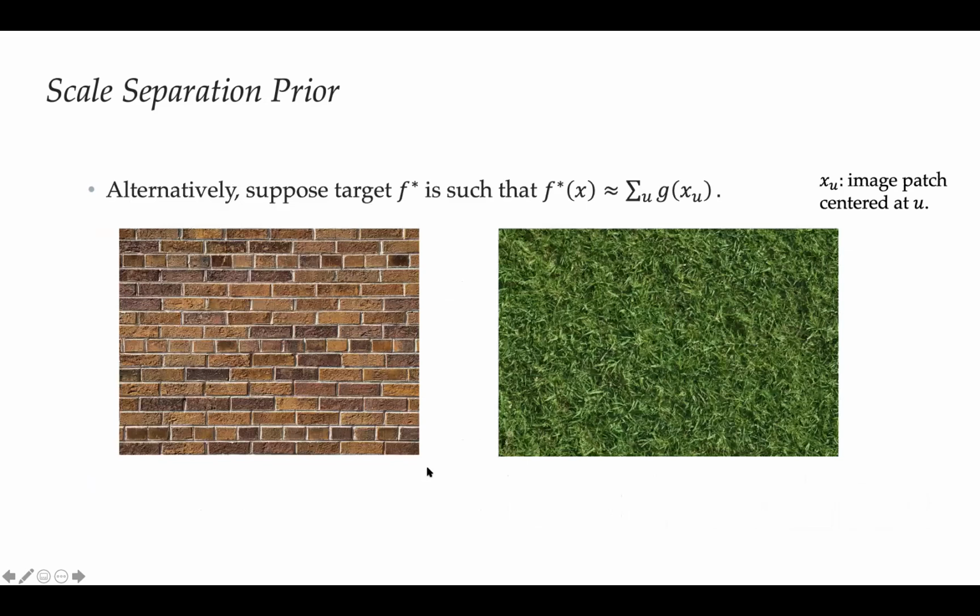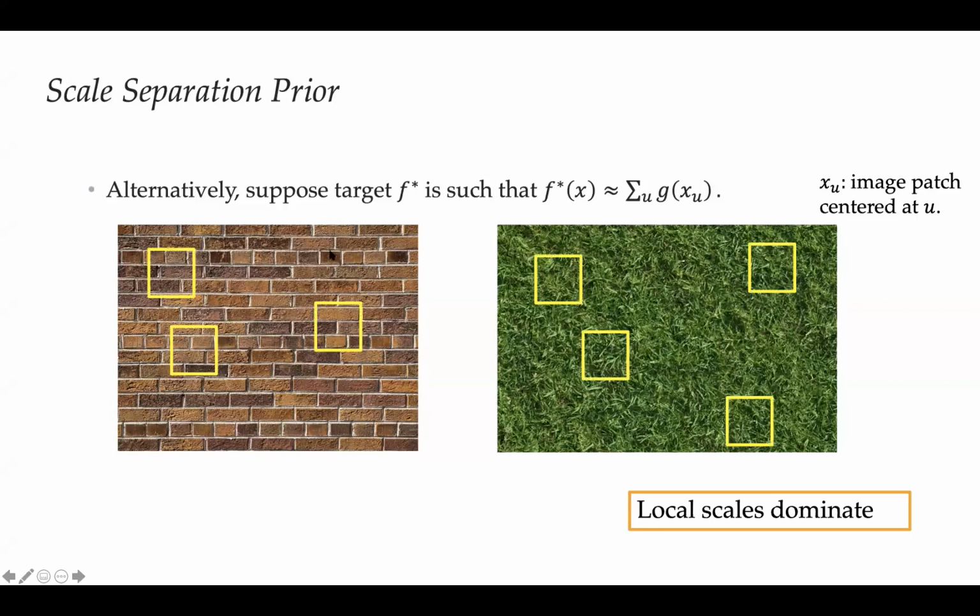There's another alternative situation where the multiscale structure can also help us. In some sense, it's like the dual situation. Here, assume that f star is such that f star of x can be well approximated by a sum of local terms. And what do I mean by local terms? Think that x of u corresponds to extracting a patch centered at pixel u, right? So this would correspond to one particular patch. This would be another patch, etc.